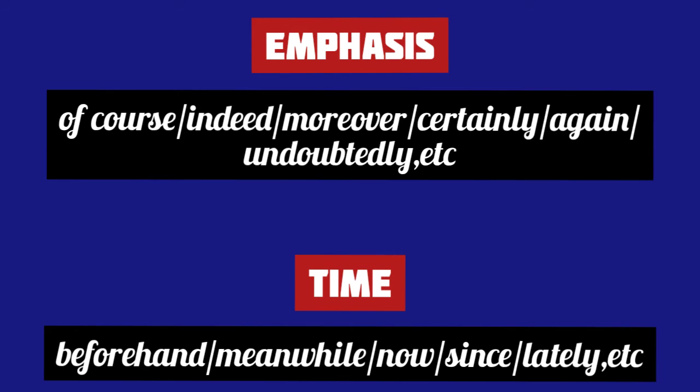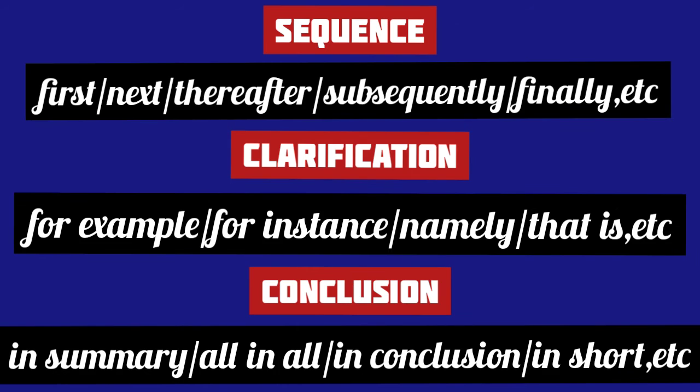And what are the adverbial conjunctions of time? Well, beforehand, meanwhile, now, since, lately, etc. are adverbial conjunctions that indicate a relation of time between the two clauses or sentences joined by them. We also have the adverbial conjunctions of sequence or order. For example, first, next, thereafter, subsequently, finally, etc.